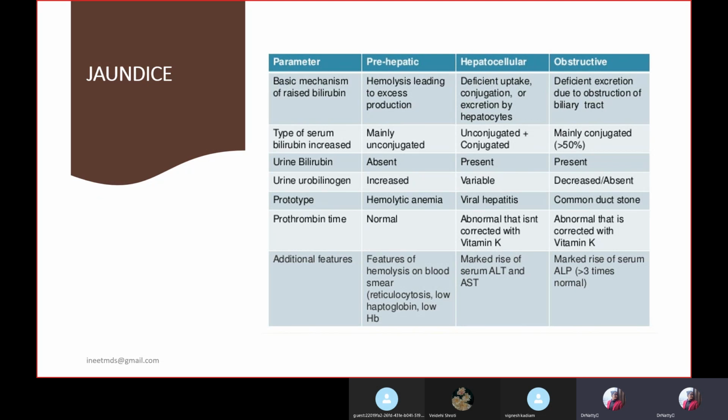So before that itself, if hemolysis occurs at a very faster rate, because there is more hemolysis, more bilirubin is being produced. So when there is more bilirubin, it will not have enough time to go to the liver for conjugation. Which means when the serum bilirubin is increased and you test for it, it mainly consists of unconjugated bilirubin.